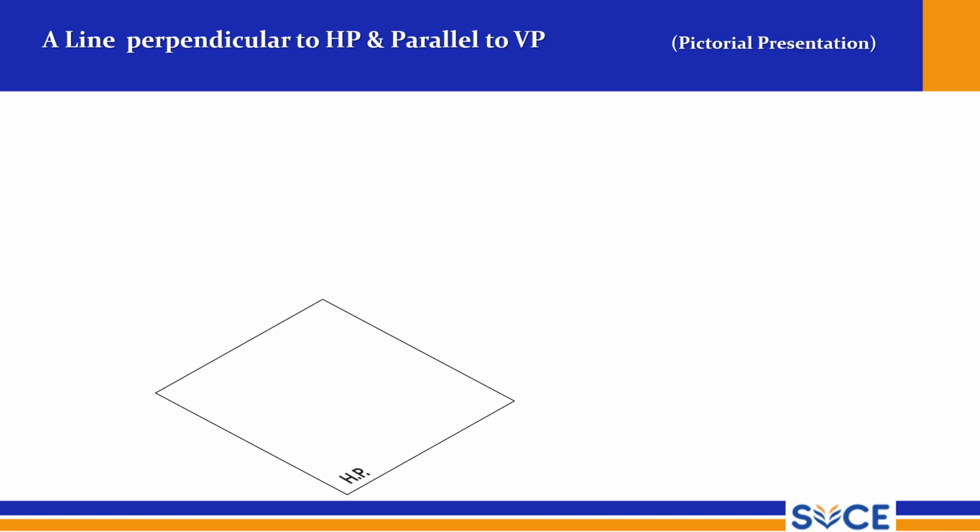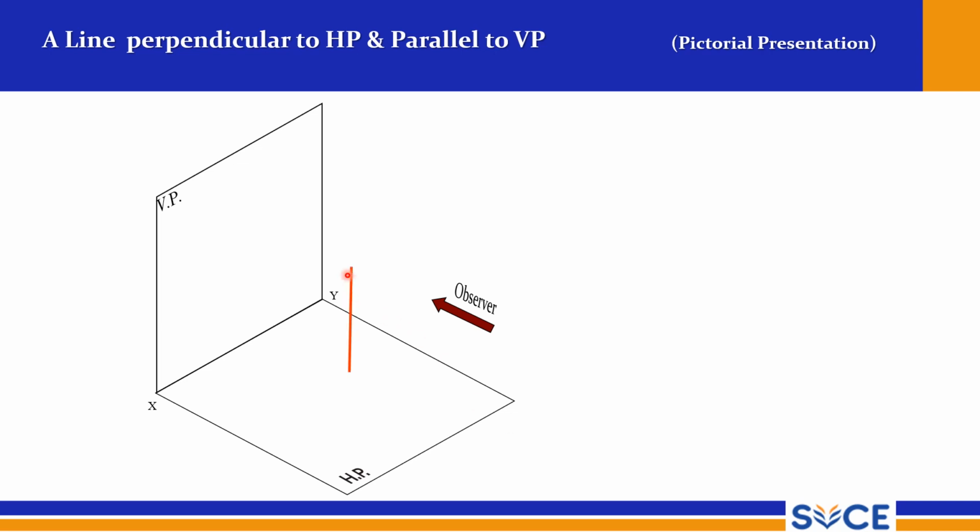This is HP and this is VP. So this is the plane HP and this is the VP plane. These two are called principal planes, and the line that connects both HP and VP is known as the XY reference line. Always the observer stands in front of the first quadrant.